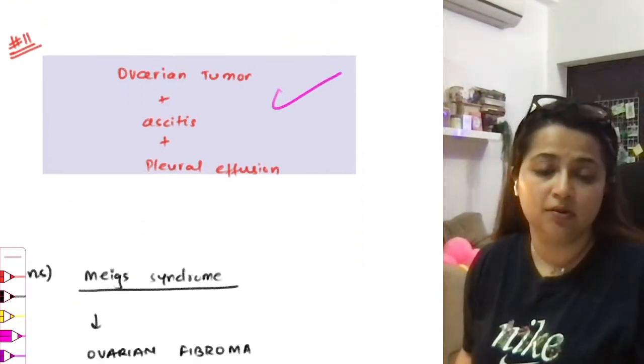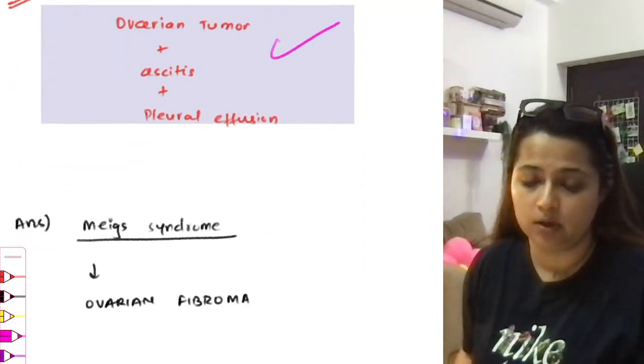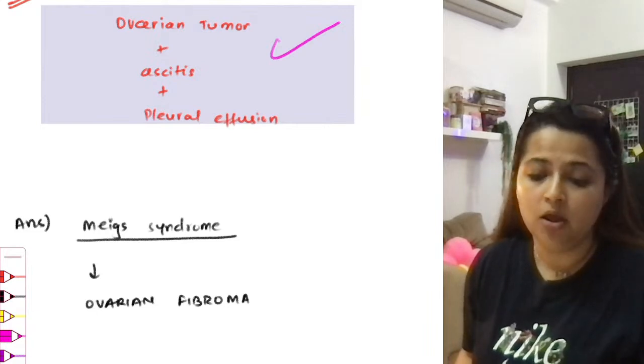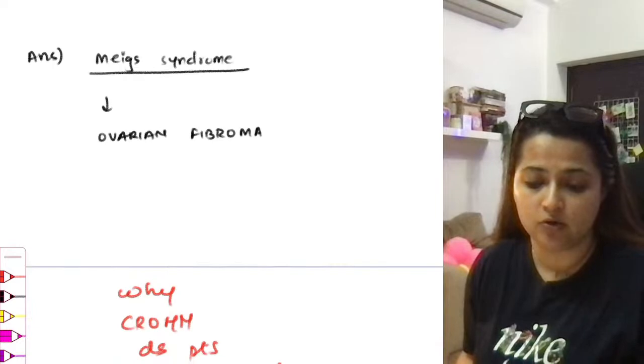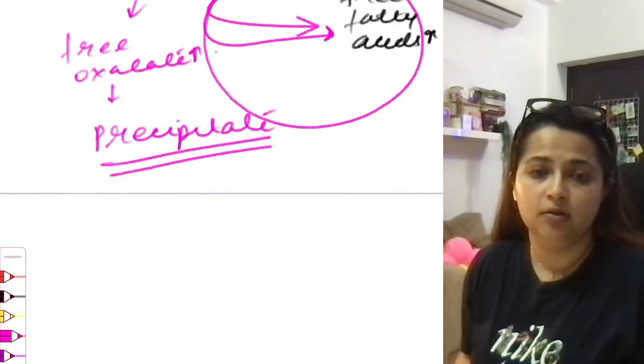And Meigs syndrome is seen in case of ovarian fibroma. It is seen in case of ovarian fibroma. Know this point, guys. This is important. Meigs syndrome. All right. Moving on.